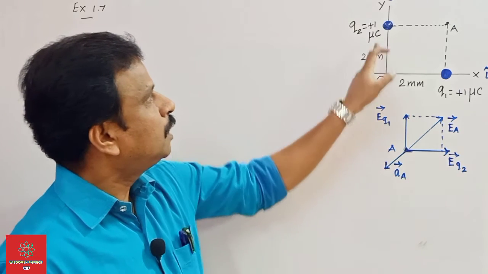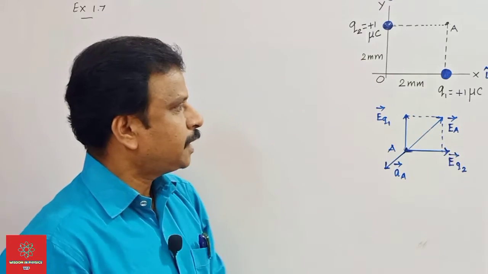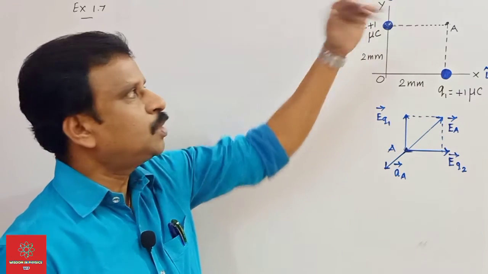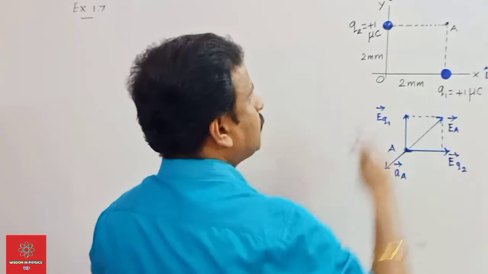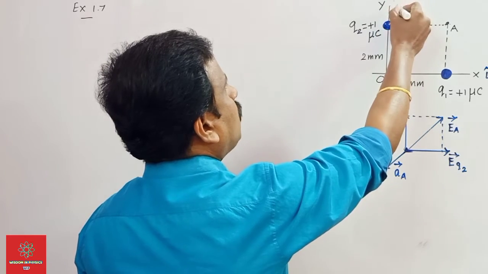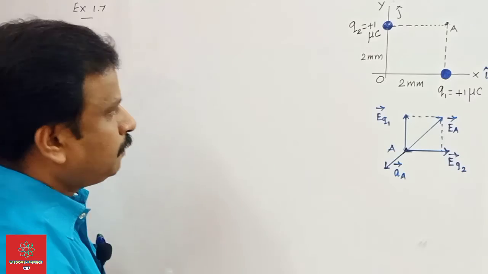One is due to charge Q2 which is along the positive x-axis, and this electric field due to Q1 charge is along the positive y-axis. You know very well the corresponding unit vector along the positive x-axis is i cap, and along the positive y-axis what will be the unit vector? This will be j cap, you know very well. So let us start, okay.